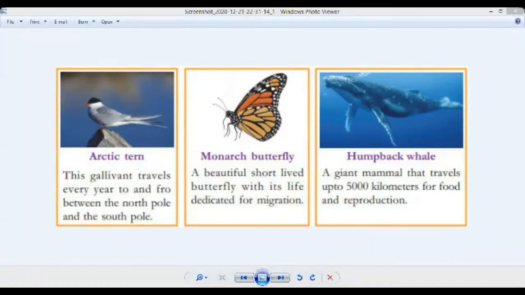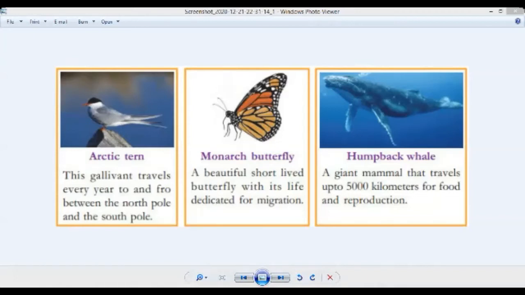Then the monarch butterfly, a short-lived butterfly with its life dedicated to migration. Migrating means what? It's traveling from one place to another in search of food or because of climate. Likewise, so many reasons are there for migration. So this butterfly is also a kind of migrating butterfly.